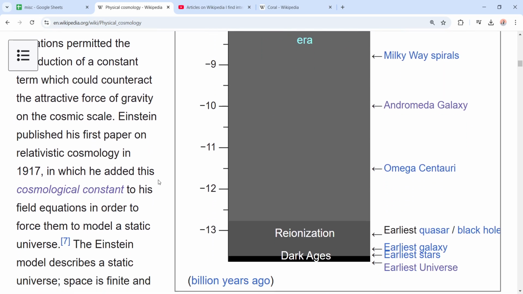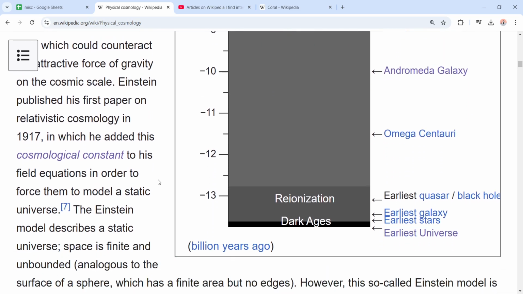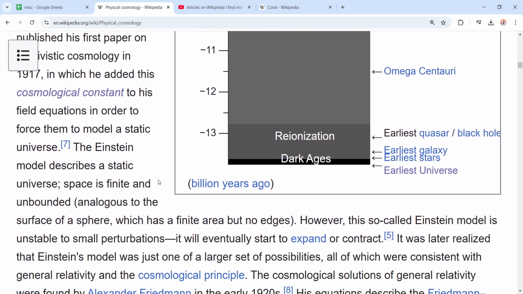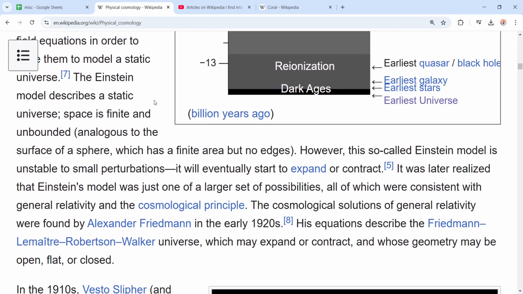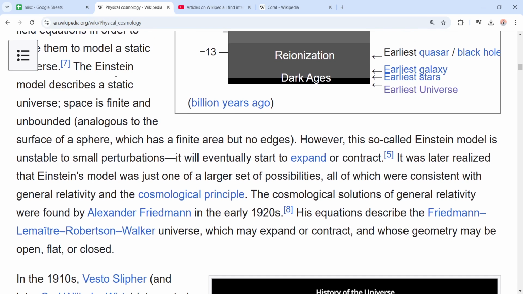Einstein published his first paper on relativistic cosmology in 1917, in which he added this cosmological constant to his field equations in order to force them to model a static universe. The Einstein model describes a static universe. Space is finite and unbounded, analogous to the surface of a sphere, which has a finite area but no edges. However, this so-called Einstein model is unstable to small perturbations. It will eventually start to expand or contract.